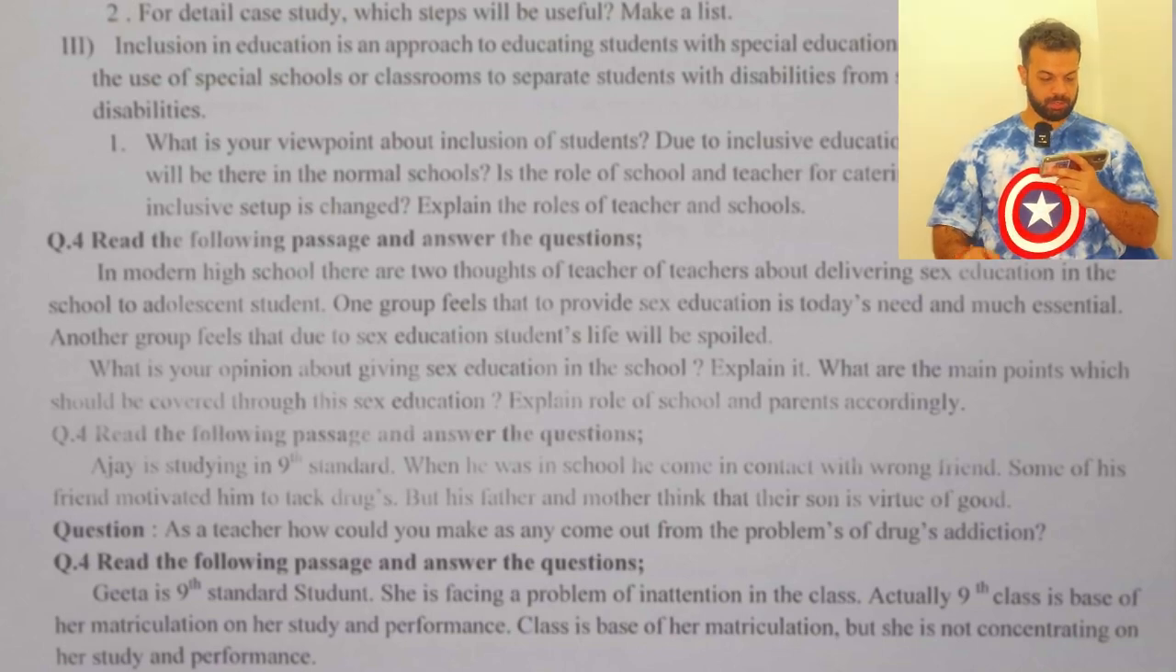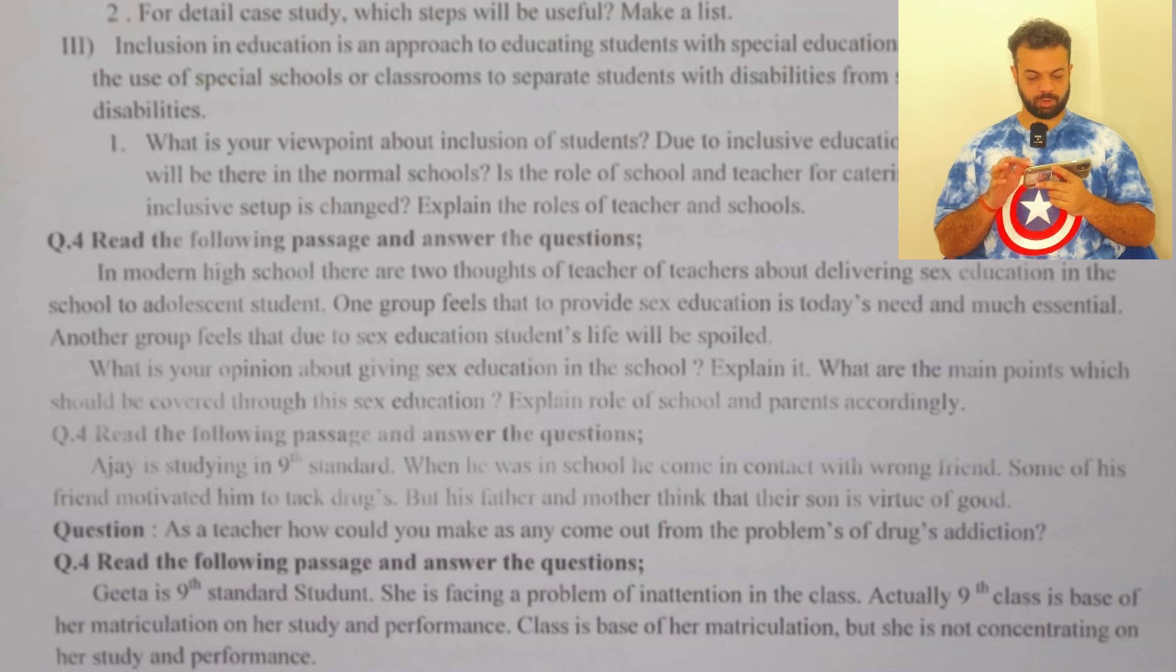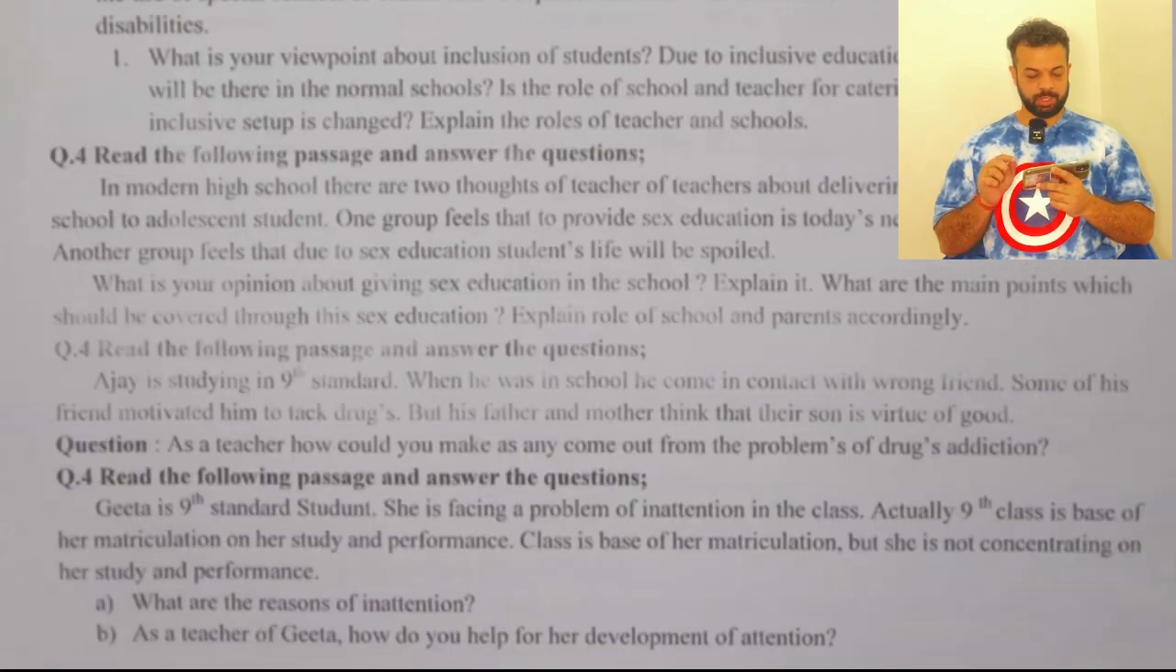And this is the last question which is given. Geeta is a ninth standard student. She is facing a problem of attention in the class. Actually, ninth class is the base of her matriculation, but she is not concentrating on her studies and performance. What is the reason for inattention? As a teacher of Geeta, how do you help her in developing attention? Right? These were the questions which were given.